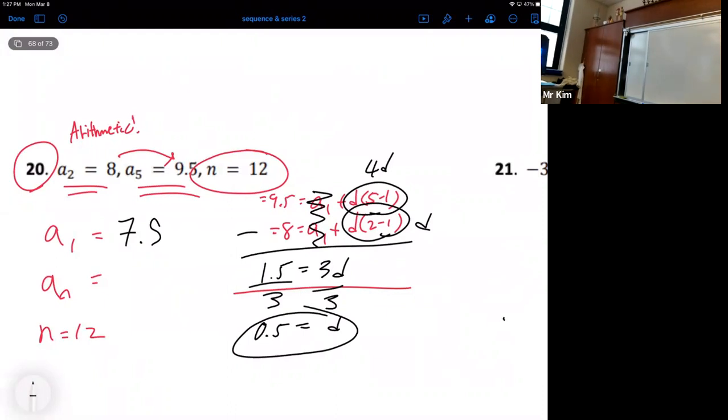How do I get 7.5 was your question, right? It's really simple to find because, hey, take a look. I'm given the second term of the sequence. So I just have to reverse one more time, which is 7.5.